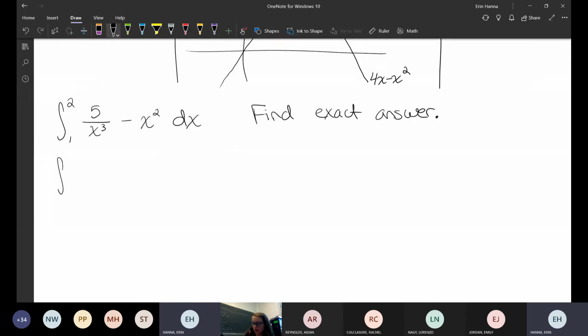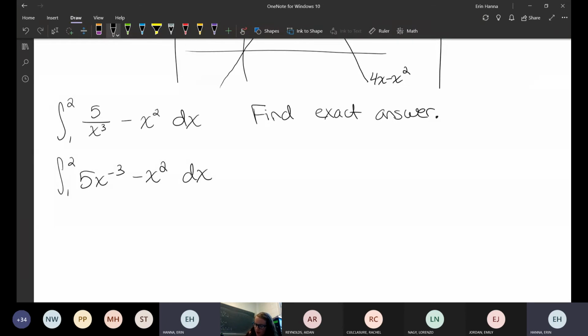The first thing we should do here is we should rewrite that first term as 5x to the negative third. So whenever you see a fraction with a higher power than 1 in the denominator, you should write it as a negative power. If it's just over x to the first, that's the one that gives you the natural log thing. But if it's a larger power than just 1 in the denominator, it's not the natural log thing. A lot of people were doing that on their quiz. That's not how that goes.